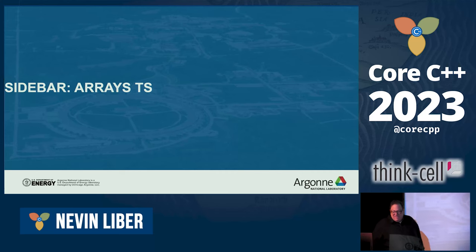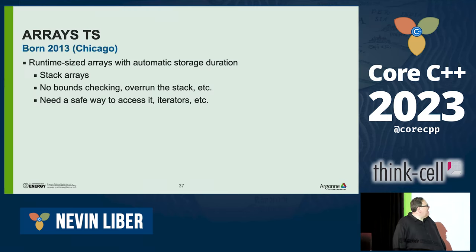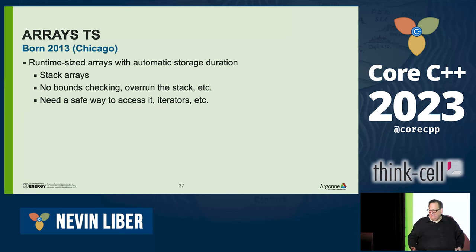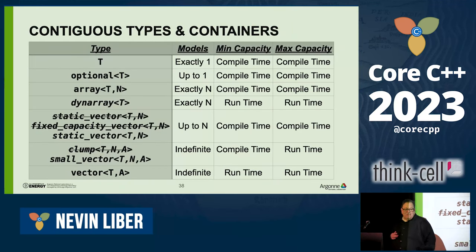So we had an arrays TS. And the reason is, there was a proposal to do stack arrays. But there was no bounds checking, it could overwhelm the stack, so a lot of people insisted that we have a safe way to access this. Right, so here's a bunch of different kinds of things, and you heard Bjarne mention this one at his keynote.